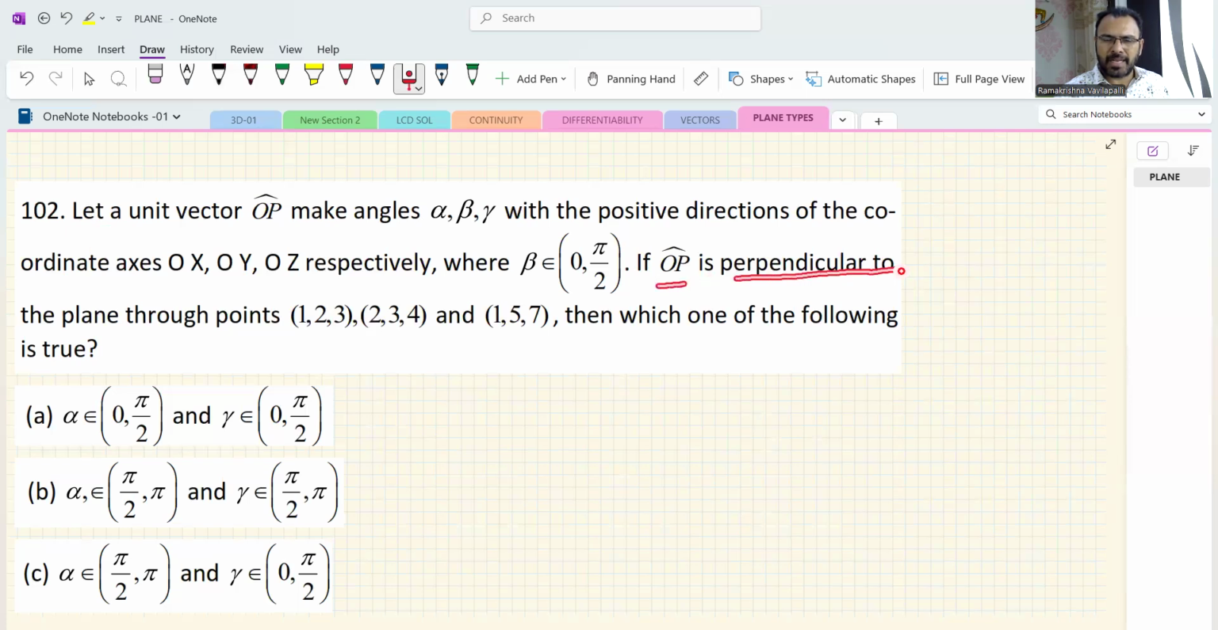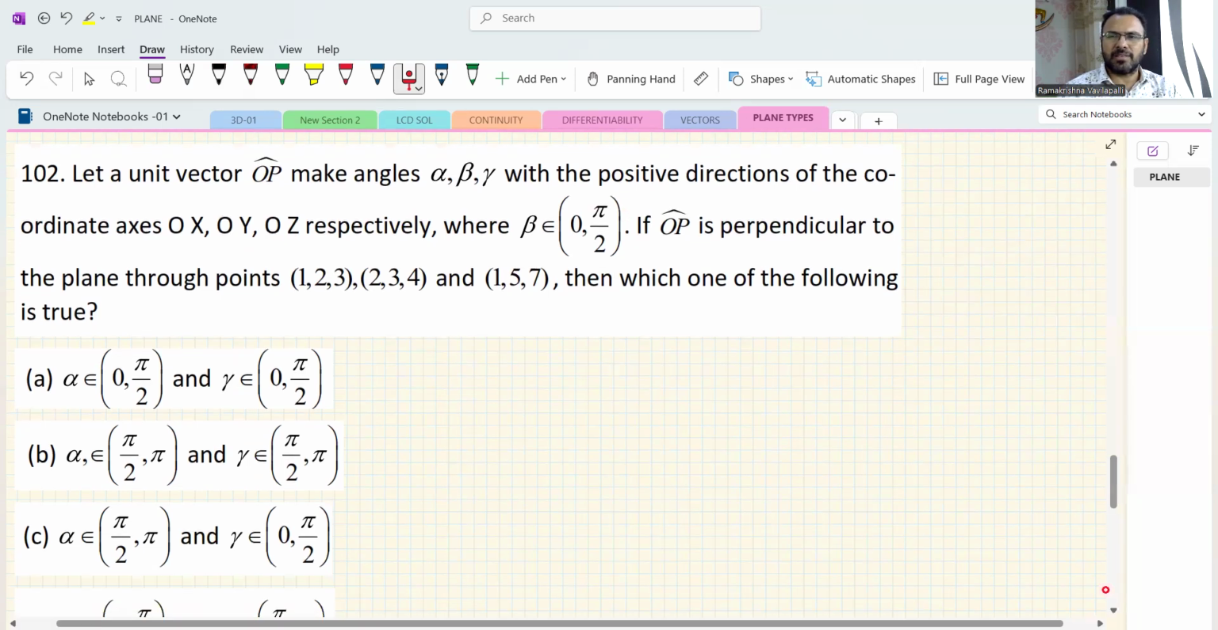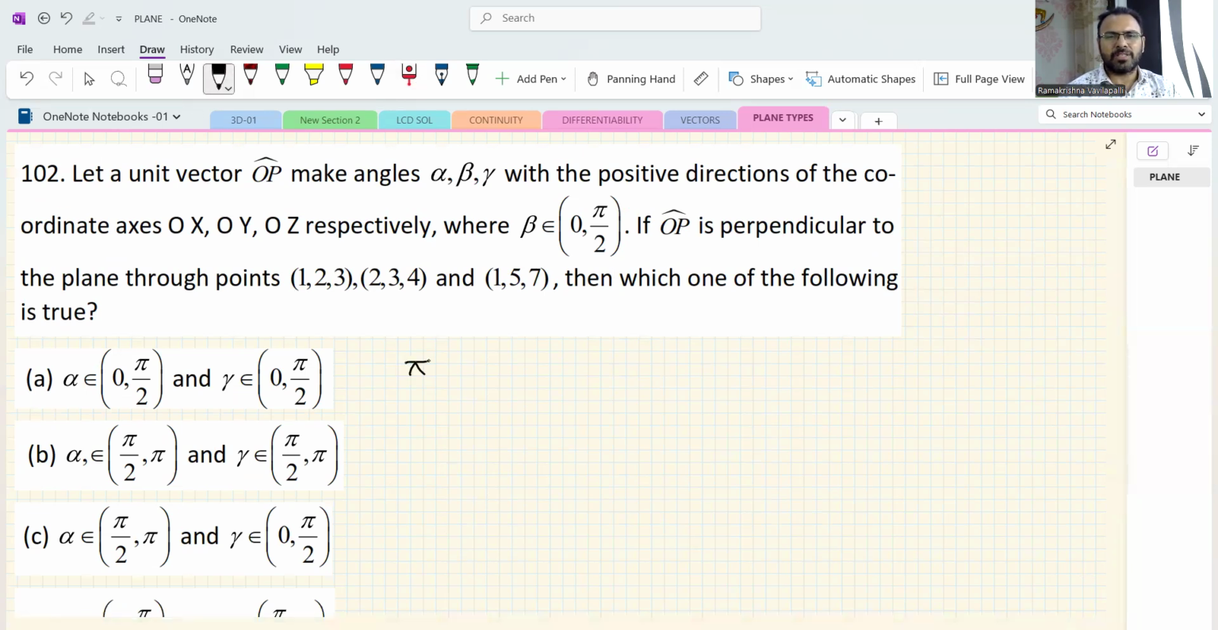OP is perpendicular to the plane passing through these 3 points. OP is perpendicular to a plane passing through these points. Then which of the following is true? So OP is perpendicular to the plane passing through these points is nothing but OP cap is the direction, is a normal to the plane. It is the unit normal to the plane. OP cap is unit normal to the plane. Anyway, first we just need to find out what is the plane equation. So again, we use the same technique to find the equation of plane.